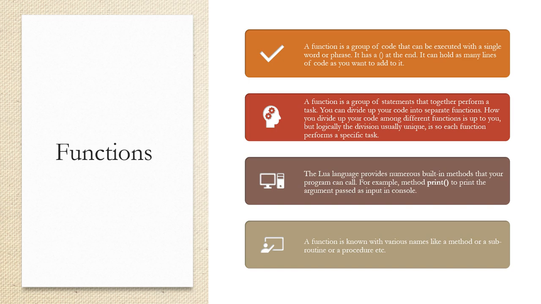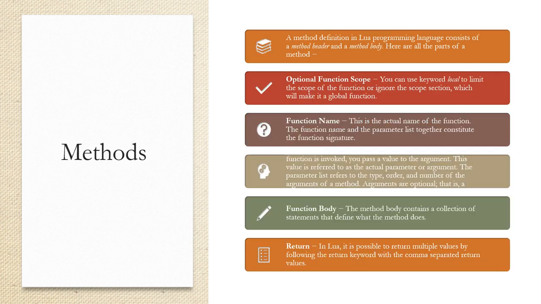The Lua language provides numerous built-in methods that your program can call. For example, we saw the method print to print the argument passed as an input in the console. A function is also known by various names like method, subroutine, or a procedure. We will learn more about what a method is. However, the definition in Lua of a method consists of a method header and a method body. Here are all the parts of a method.